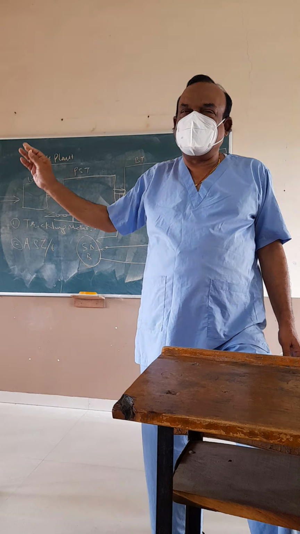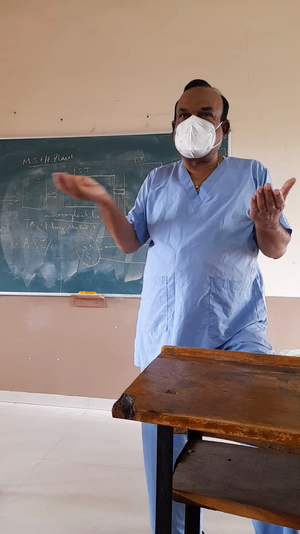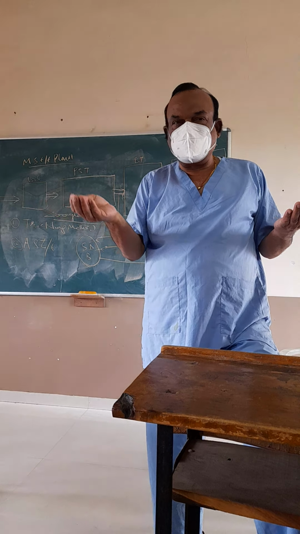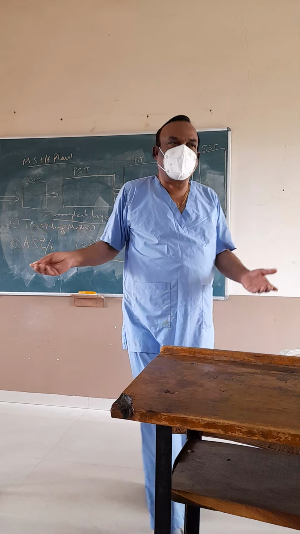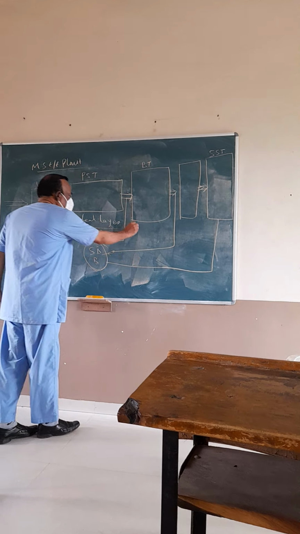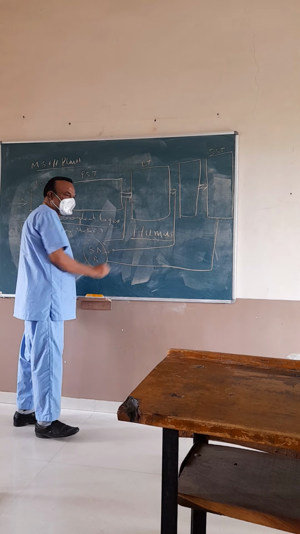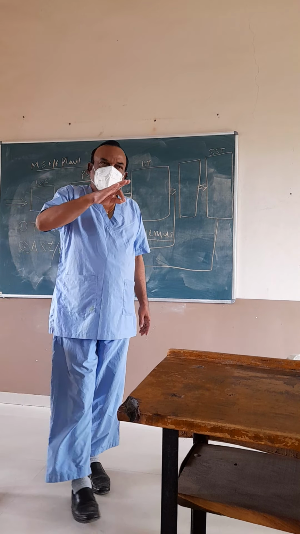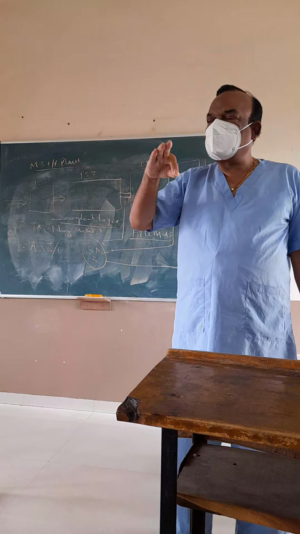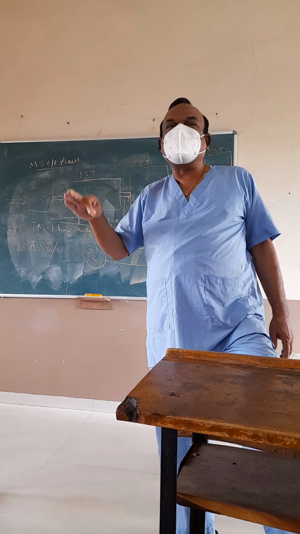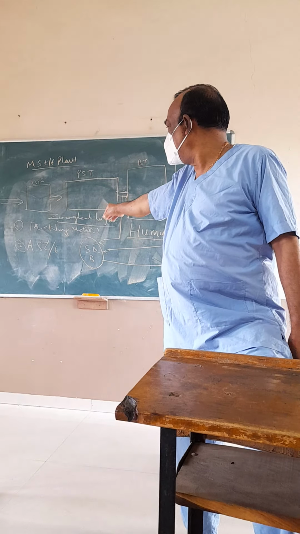So this is the Zoogleal layer, and the water which has trickled down the trickling bed below is clear, and that clear water is called humus. What is humus? Humus is nothing but the filtered effluent from the trickling bed. So this is about the trickling method.